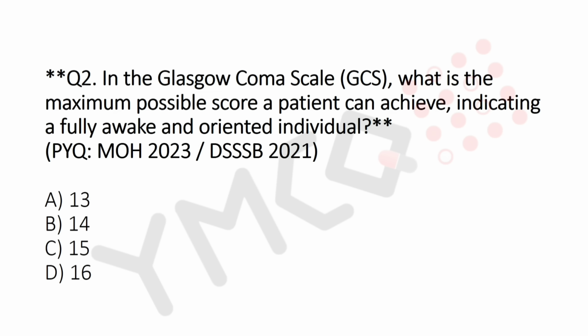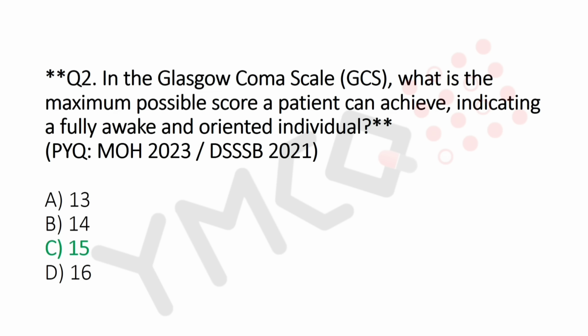In the Glasgow Coma Scale or GCS, what is the maximum possible score a patient can achieve, indicating a full, awake and oriented individual? Option A 13, option B 14, option C 15, option D 16. And the answer is option C, 15. The highest GCS score is 15, derived from eye opening 4, verbal response 5 and motor response 6.